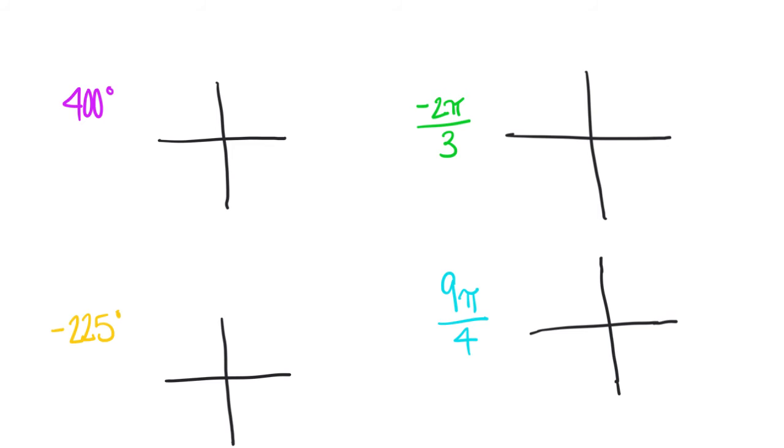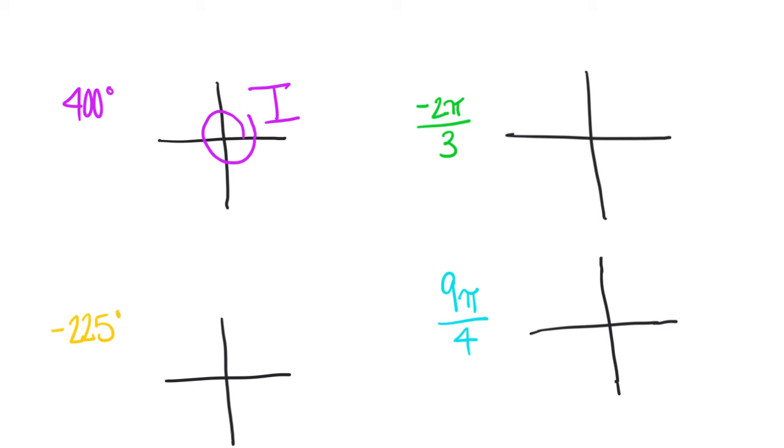Now taking a look at these examples, we're looking at both positive and negative degrees and radians and figuring out what quadrants they would be in. 400 degrees is simply just one extra rotation around the unit circle. So there I've already gone 360 degrees. I just need to go an additional 40, and so therefore I would be in quadrant 1.